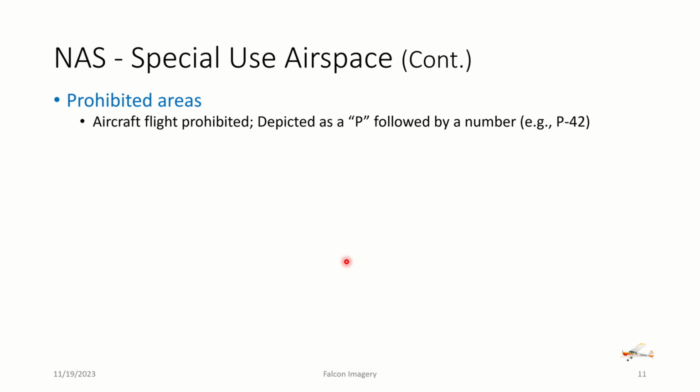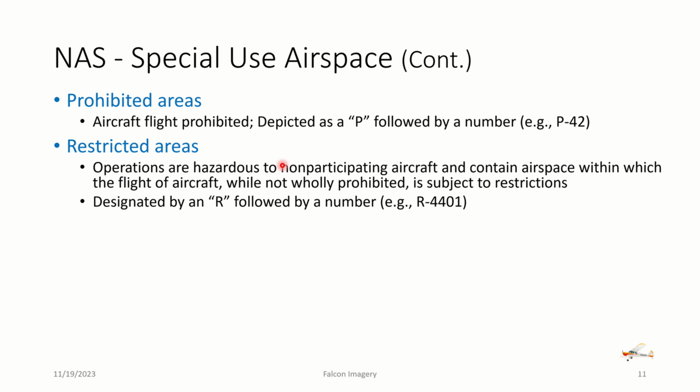We also have prohibited areas. These are areas where aircraft flight is prohibited, depicted as a P followed by a number. Here in the New Hampshire, Maine area, there's one associated with the Bush estate in Kennebunk, Maine. Basically you cannot operate below a certain altitude going over that prohibited area. It's identified on the sectional by a P with a number.